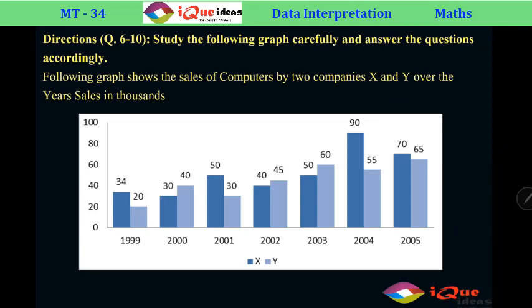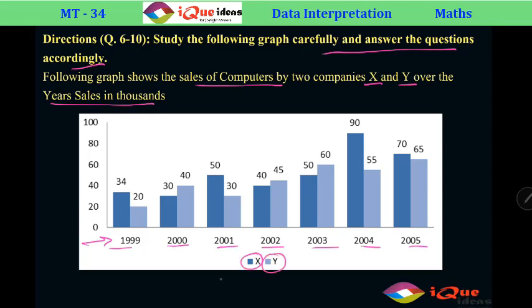Now this next set of data says study the following graph carefully and answer the questions accordingly. This also is a bar graph, it's a multiple bar graph. The following graph shows the sales of computers by two companies, X and Y, over the years. Here are the years, 99, 2000, 2001, 2, 3, 4 and 5. The darker box is for X and the lighter one is for Y. And the best part, the values are already given, so you don't have to guess anything.